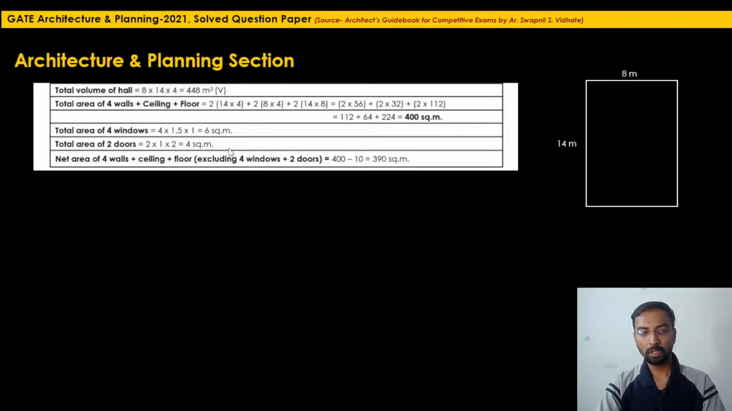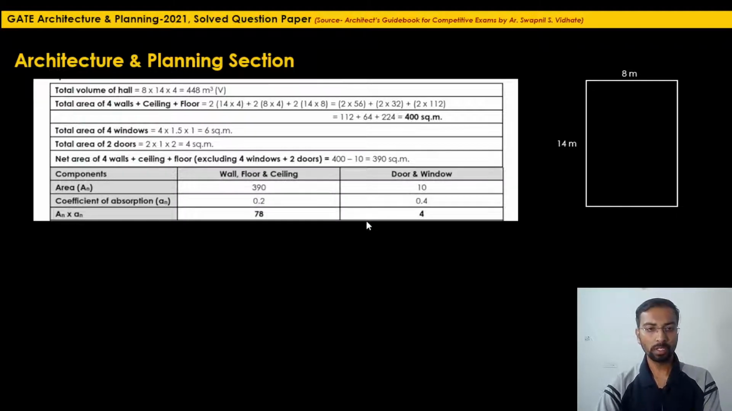Now they have given in the question that there is a different arrangement for wall, floor and ceiling, and a different arrangement for doors and windows, as well as the condition is different. At one time they are asking with doors and windows closed, and the second time they are asking with windows closed and doors open. So the net area of 4 walls plus ceiling plus floor excluding the windows and doors will be 400 minus 10 square meter. 10 is the sum of the area of 4 windows plus 2 doors. So the net area of 4 walls, ceiling and floor is 390 square meter, right?